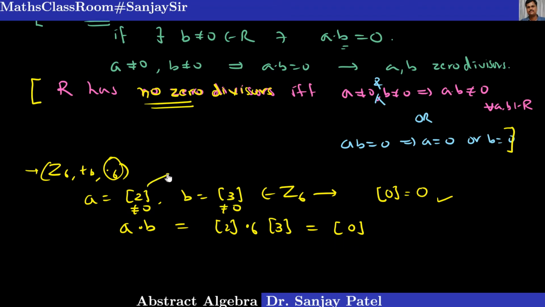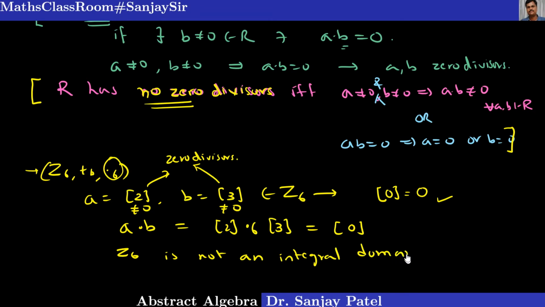So these 2 and 3 are zero divisors. That means the ring Z6 has zero divisors. So Z6 is not an integral domain. We know that Z6 is a commutative ring. It has a unity element also, but it has zero divisors. So it is not an integral domain.